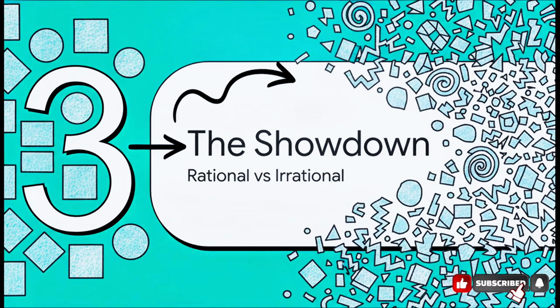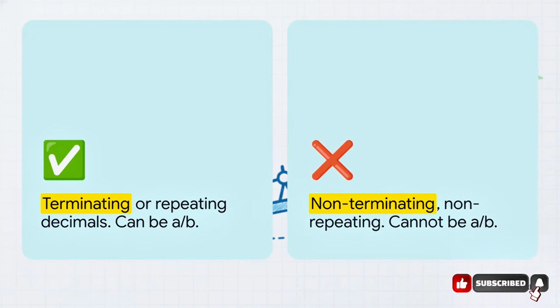Section 3, the rational versus irrational showdown. We are now officially leaving the cozy, orderly VIP club and stepping out into the wild. On one side, we've got our rational traits, tidy fractions, and predictable decimals. But on the other side, we have pure mathematical chaos. Irrational numbers cannot be written as fractions, period. Their decimals are non-terminating and non-repeating. That means there is absolutely zero predictable pattern to be found.